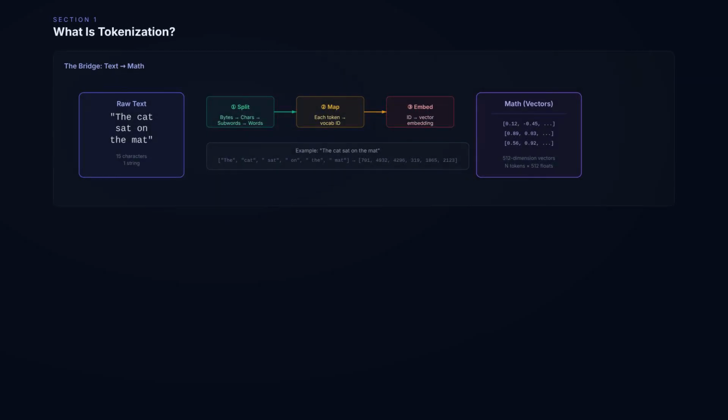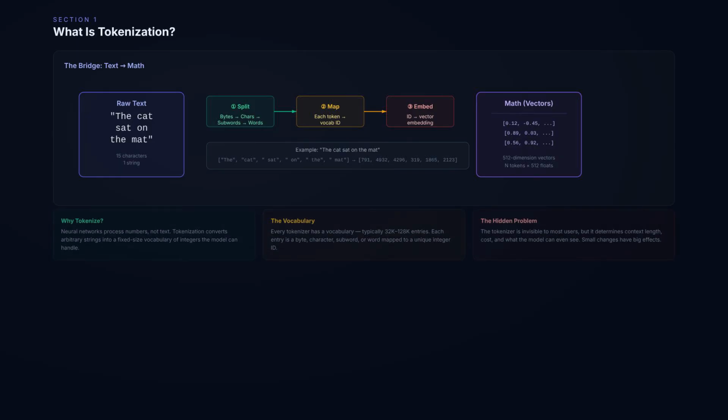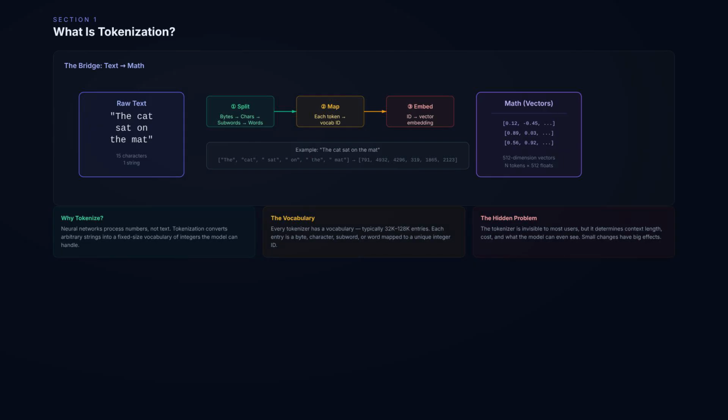Here's the fundamental truth about large language models. They don't understand letters. They don't understand words. They only understand numbers, sequences of integers called token IDs. So how do you get from raw human text to something a neural network can process? That's the tokenizer's job. It's a translation layer. It takes your sentence, shreds it into pieces, and assigns each piece a number. The model never sees the original text. It only sees those numbers.